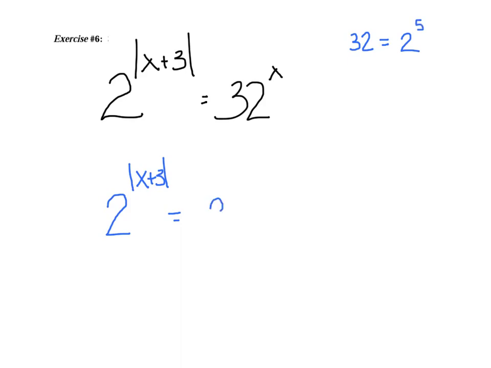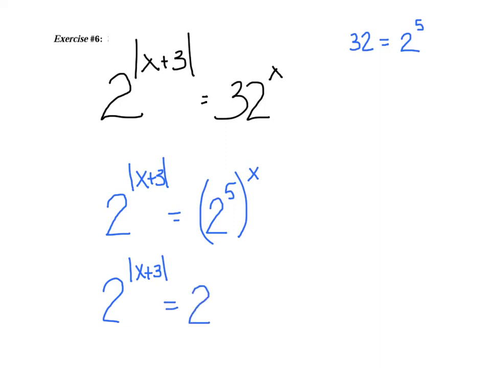So I'm going to replace my 32 with 2 to the 5th, substitute it in, and leave it to the exponent of x. All right, now I'm going to go one step farther, of course, and I'm going to do my power to a power rule and say this is really 2 to the 5x. All right, so now I clear those equations, and now we have to remember how to solve absolute value equations.